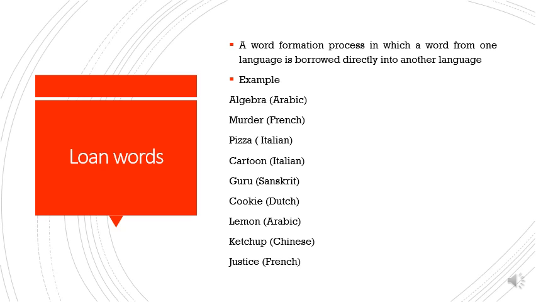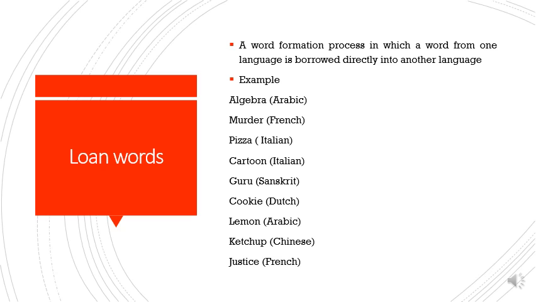Pizza, it is derived from Italian. Cartoon, it is derived from Italian. Guru, it is derived from Sanskrit. Cookie, it is derived from Dutch. Lemon from Arabic. Ketchup from Chinese. Justice from French. And some other examples for loan words are psychology from Greek, pneumonia from Greek, and cafe from French, and memorandum from Latin.